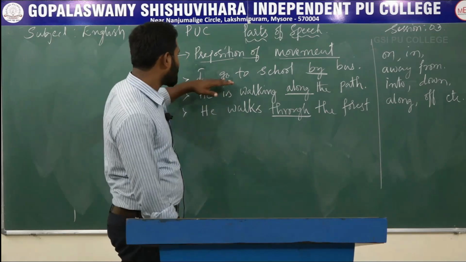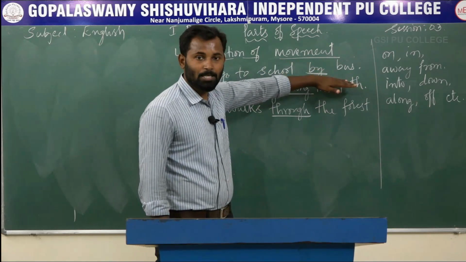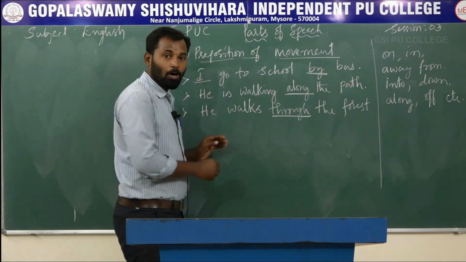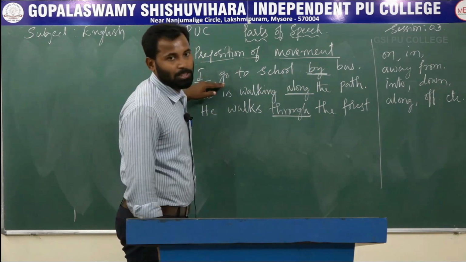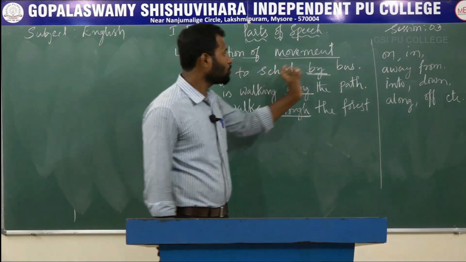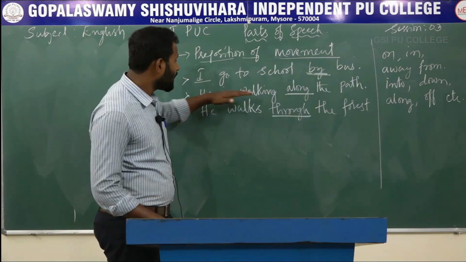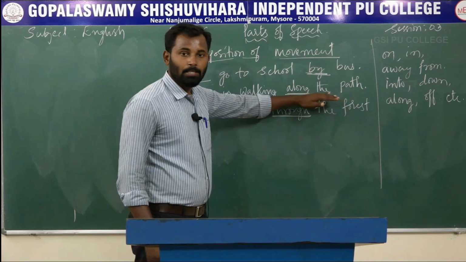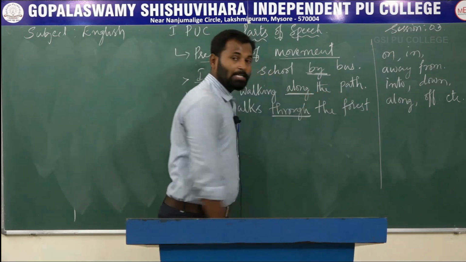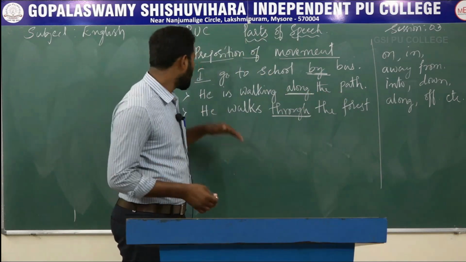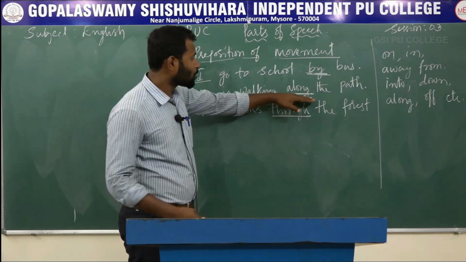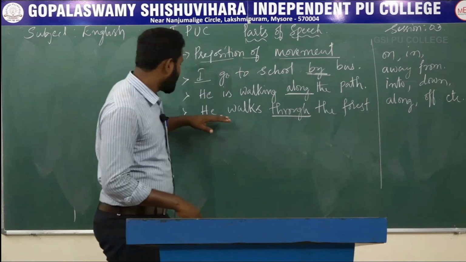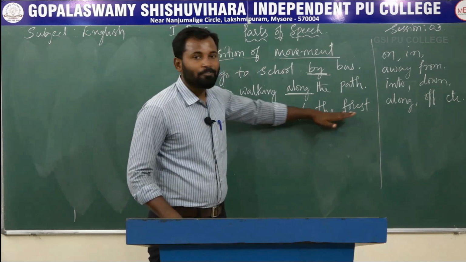Like, I go to school by bus. There is a movement of this noun. The preposition by is used to show the movement of this noun from one particular place to school. In the second example, he is walking along the path. Here the word along is used to show the movement of this person. Where is he walking? This also describes the movement. In the last example, he walks through the forest.